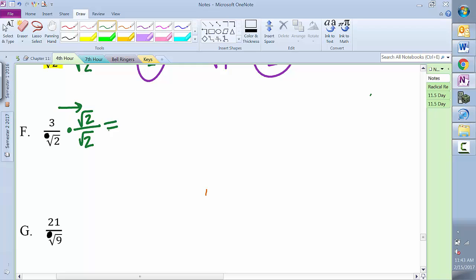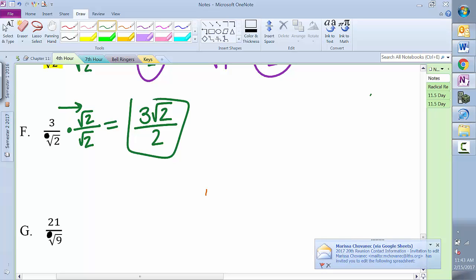Who thinks they got it first? I did 3 square root 2 divided by 2. Beautiful. Good, good, good. All right, and that's it for that one.